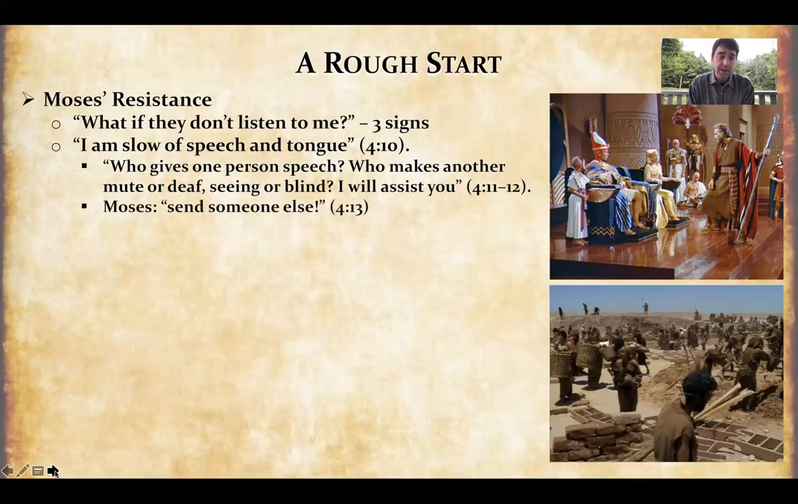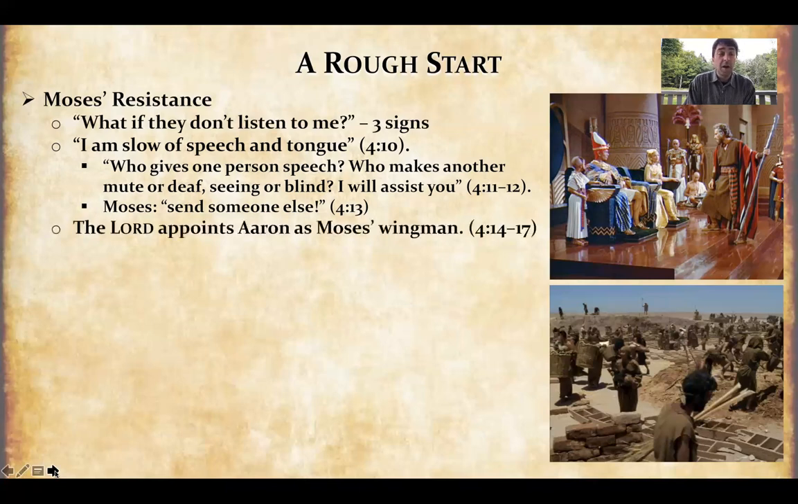But Moses still says, no, send somebody else. So he's being very stubborn. He's being very hesitant here to accept the mission. And God finally compromises with him and appoints Aaron as his assistant, as his wingman, you might say. He says, I will give you Aaron. He'll be your assistant, and he will speak for you. You will speak to him and put the words in his mouth. I will assist both you and him in speaking and teach you both what you are to do.